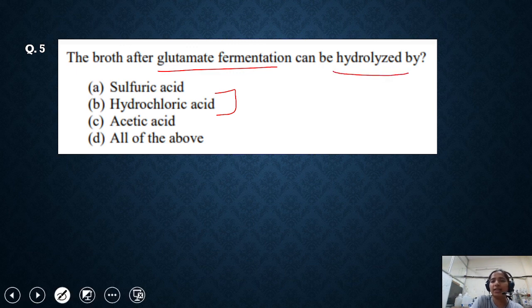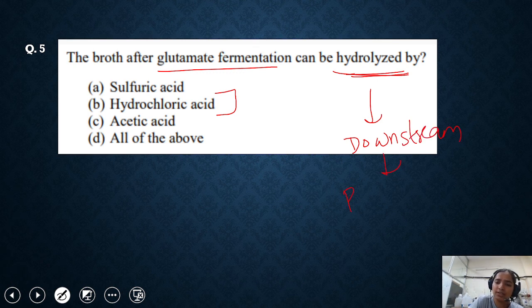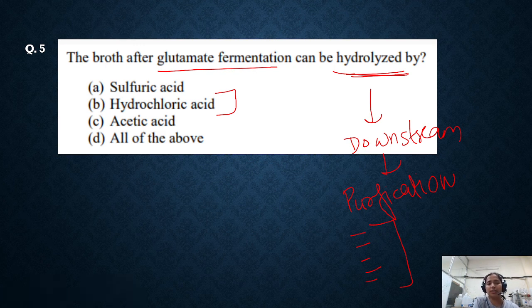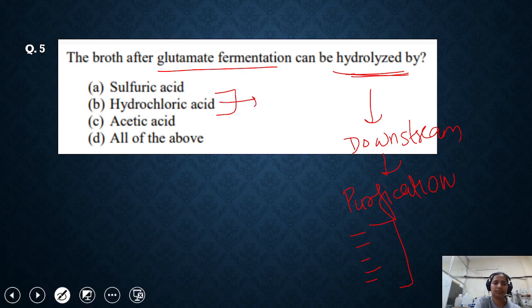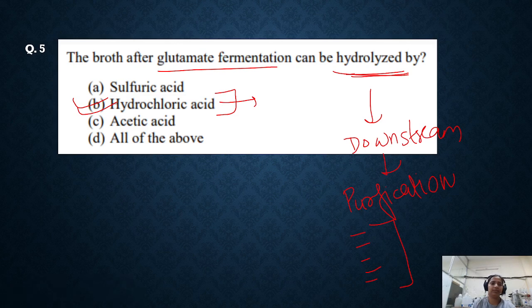And why this hydrolysis? This is mainly a step of downstream processing, especially when you finally want the purification steps. So in that, different parts or different components are used. So for this glutamate fermentation hydrolysis we use HCl. So for this question the answer is B.